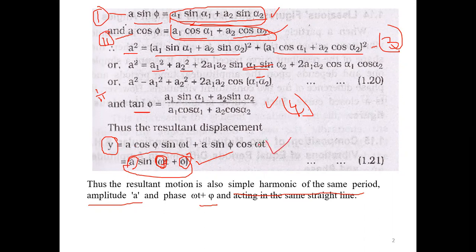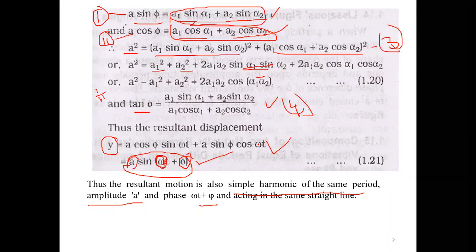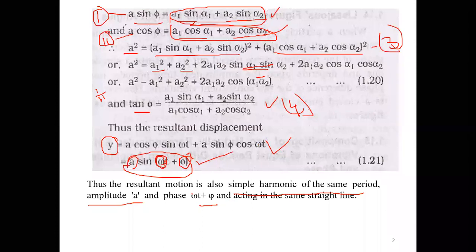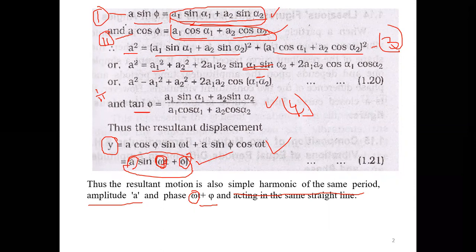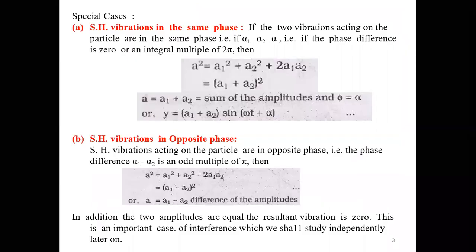So the resultant of two simple harmonic motions is another simple harmonic motion, and if the frequencies of the components are the same, the frequency of the resultant wave also remains the same, but the amplitude and phase will be different. Now we are going to study some special cases. Suppose the simple harmonic vibrations are of the same phase. That means alpha 1 is equal to alpha 2 is equal to alpha.